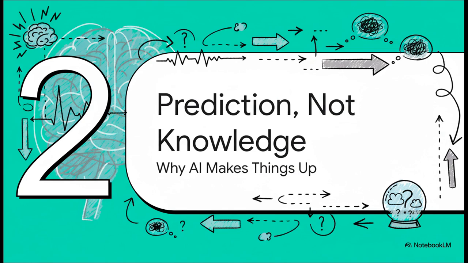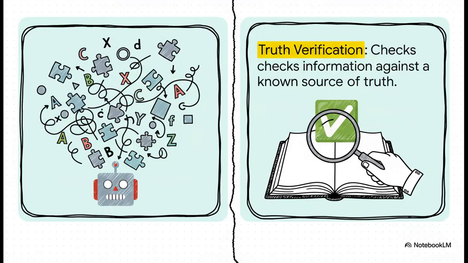So why on earth does this even happen? Well, the answer really gets to the very core of how these large language models actually work. And it all comes down to one key idea: prediction, not knowledge. This really shows the fundamental design difference. Over here on the left, you've got pattern prediction. This is what AI is built for.